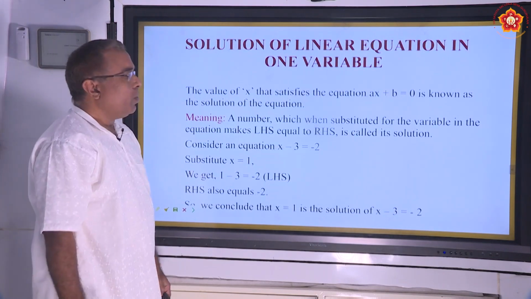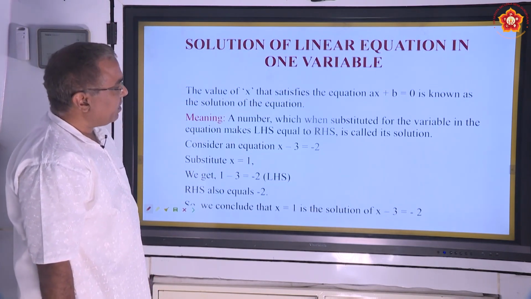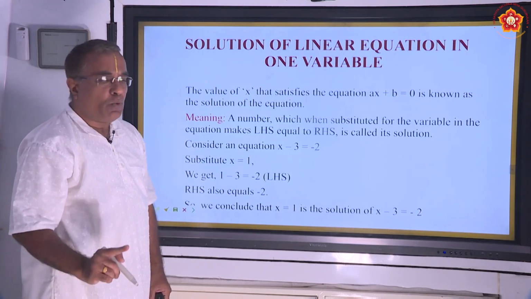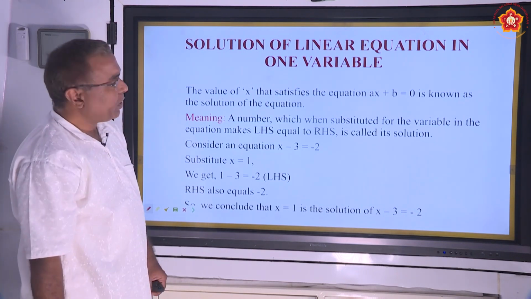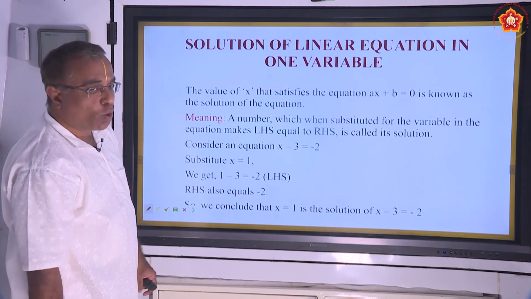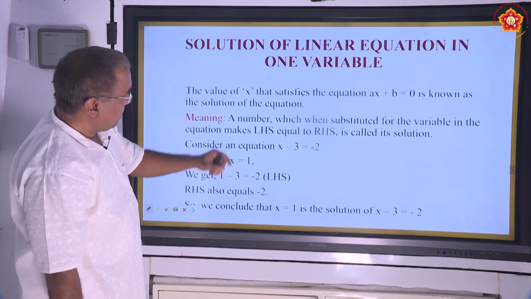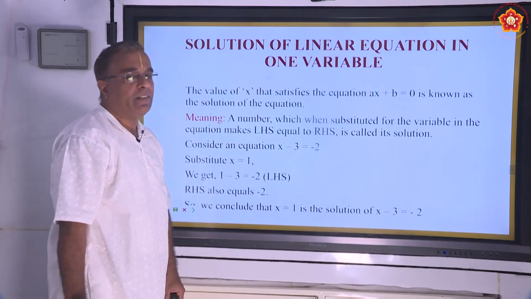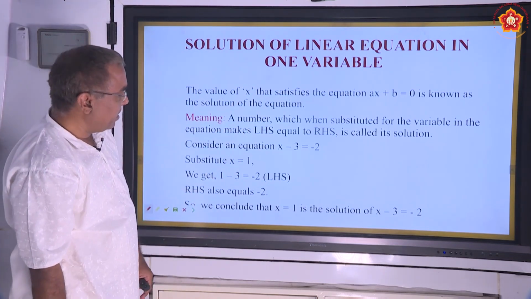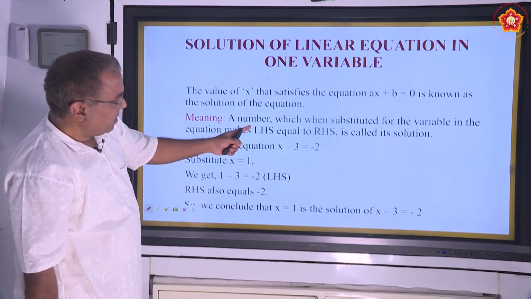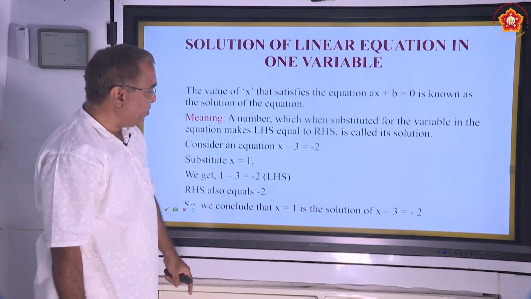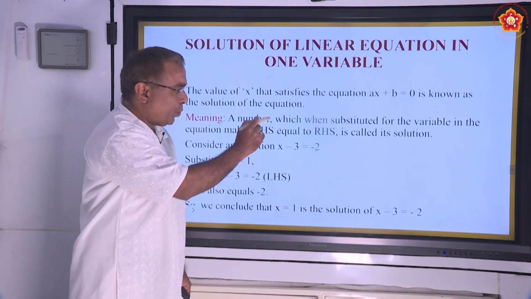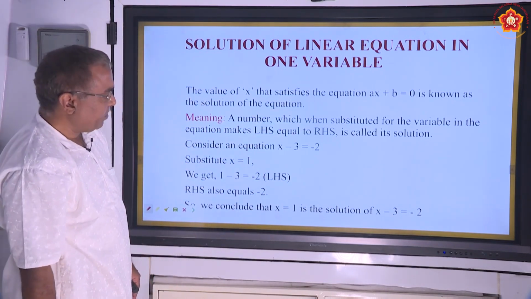Now, every linear equation in one variable will have only one solution. That solution we also call the root of the equation. So, just find the value of x that satisfies the equation. What is meant by satisfying the equation? A number which, when substituted for the variable in the equation, makes the LHS, left hand side, equal to the right hand side is called its solution.